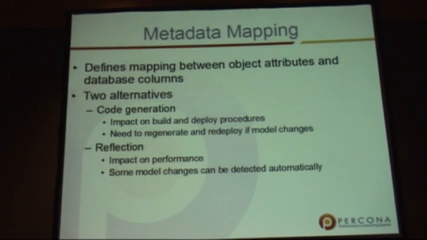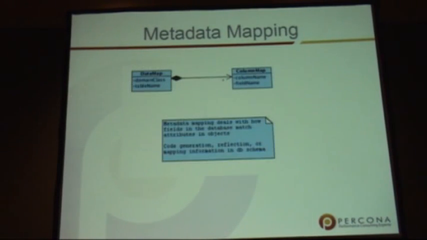You will have a pattern that is basically an aggregation. You will have a data map where you say, okay, this class goes to this table, and this aggregates the rows that say, okay, this attribute goes to this field.